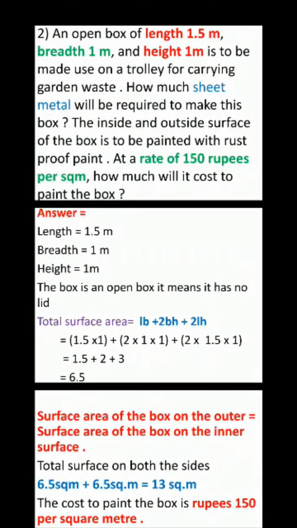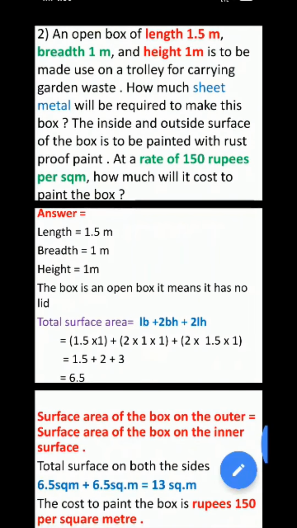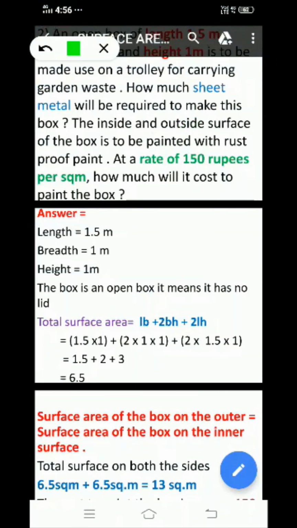Now see, they have given you the open box, means the upward side of the box is open. In this sum they have given you the box, it is also a cuboid shape, length is 1.5 meter, breadth is 1 meter, and height is 1 meter. They have already mentioned all these things in your sum. The box is an open box, it means it has no lid.